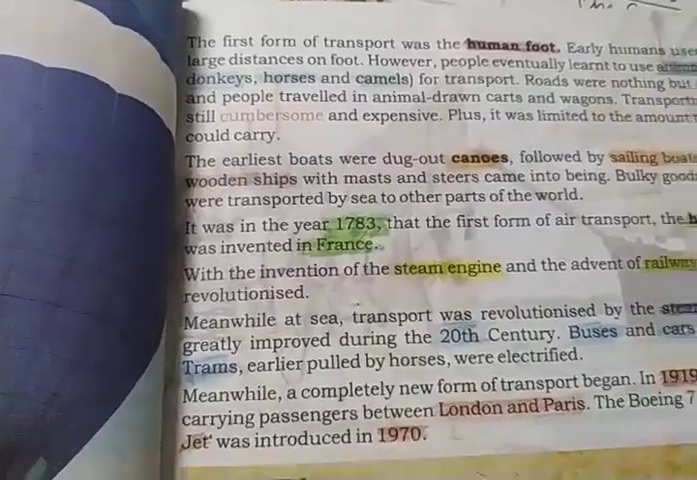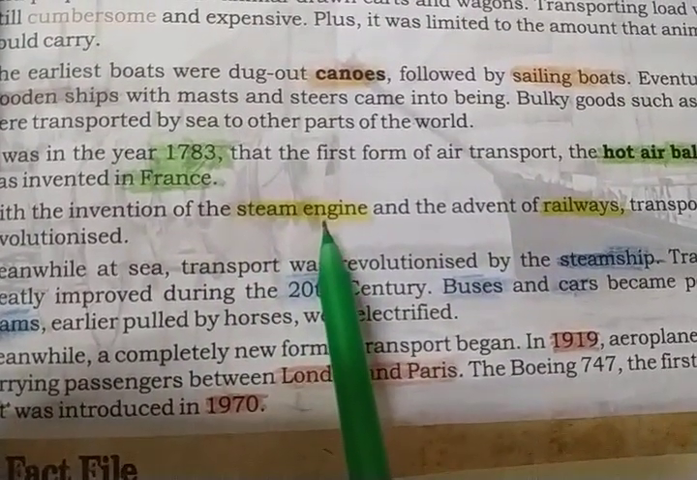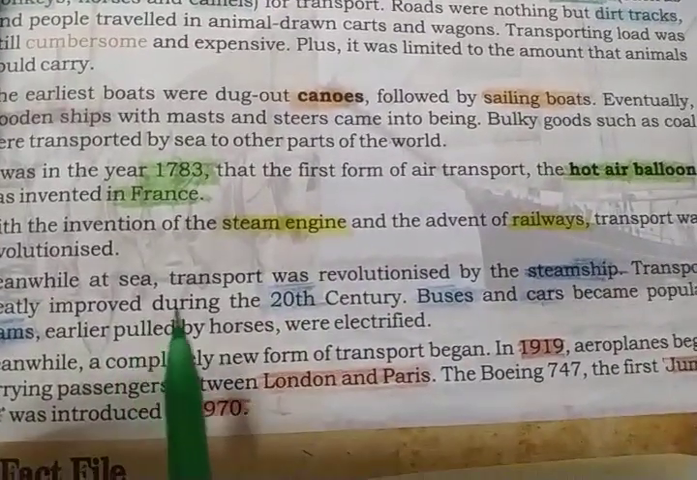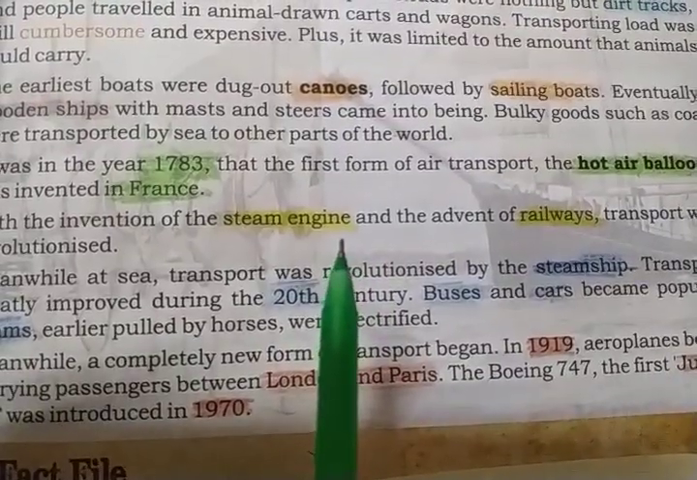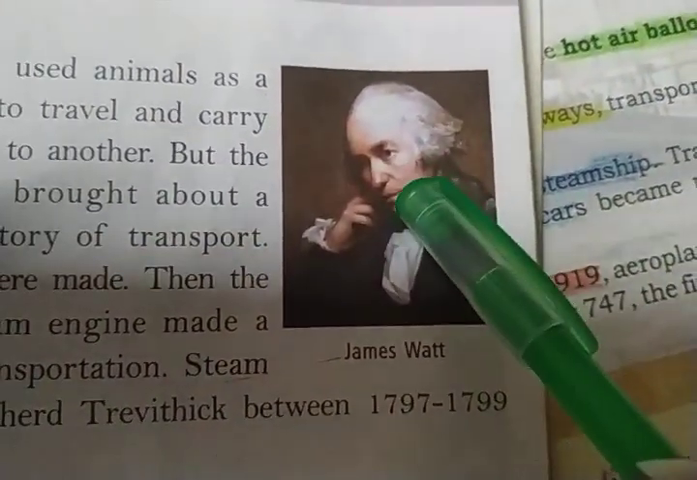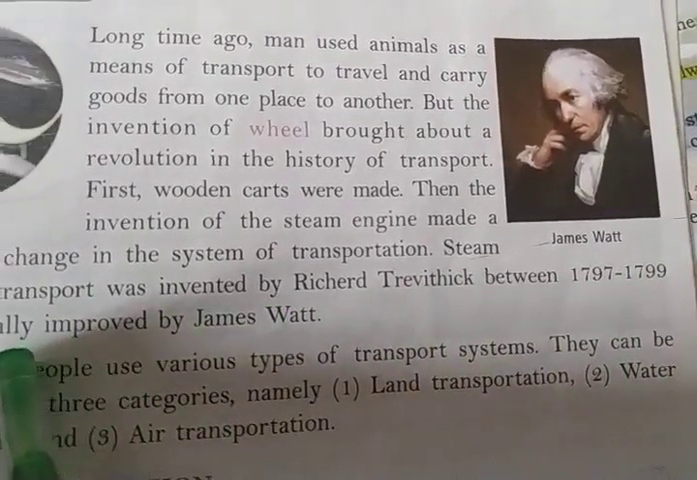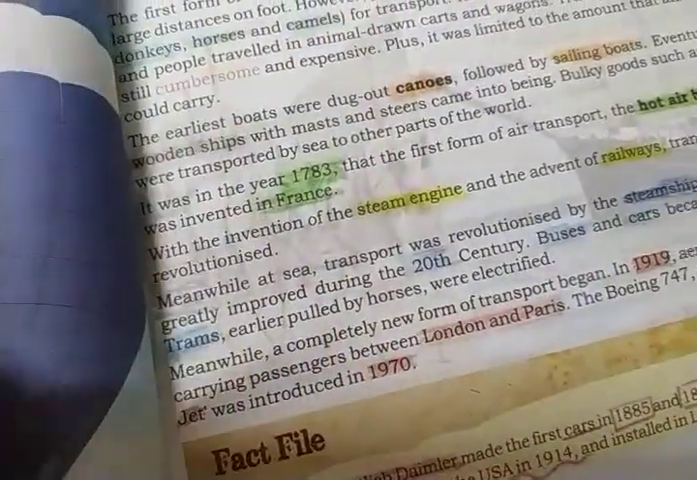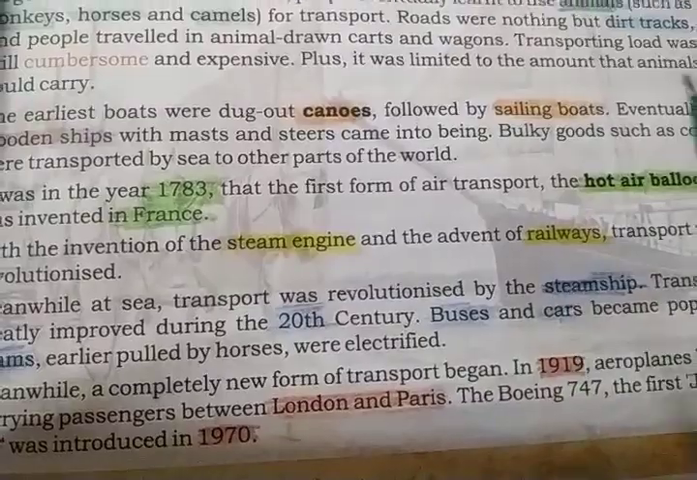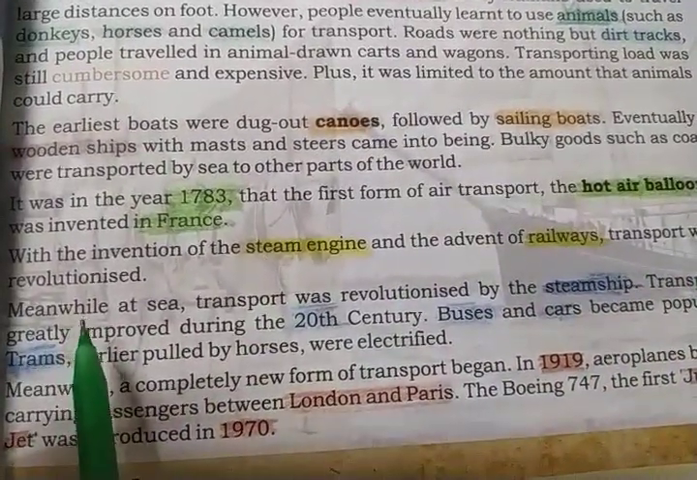After the invention of the hot air balloon, the invention of the steam engine also brought development in transportation. Children, do you know who invented the steam engine? The answer is Richard Trevithick invented the steam engine, which was improved by James Watt. You can see the picture of Mr. James Watt who improved it, and it was developed by Richard Trevithick between 1797 and 1799. And with the advent of the steam engine, railway transport was revolutionized.